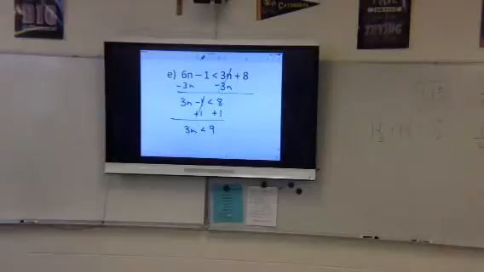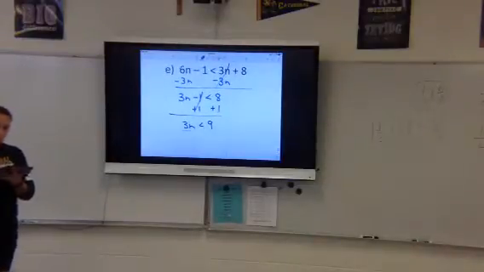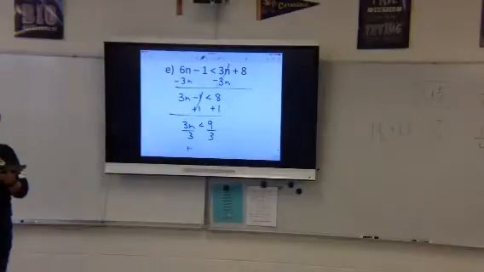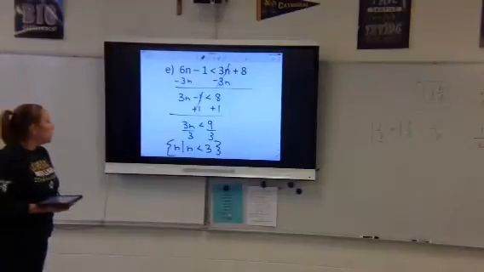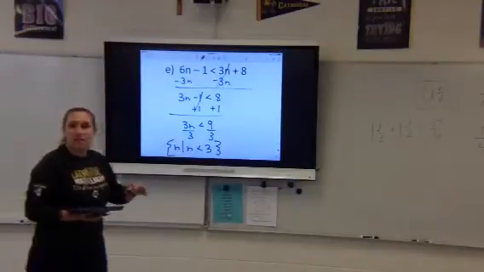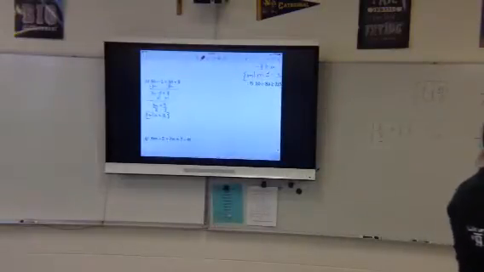Okay. And then, Jonathan, what would we do next? Divide everything by 3. So n less than 3. Okay, again, if it were to ask for set builder, you would put n in a set bracket if it asked for it. Okay, it doesn't ask for it though. Well, that's all right. We're moving fast today. All right, let's go to F.